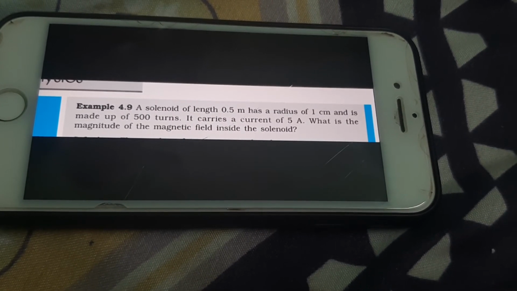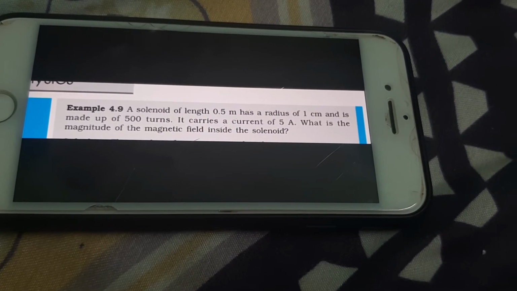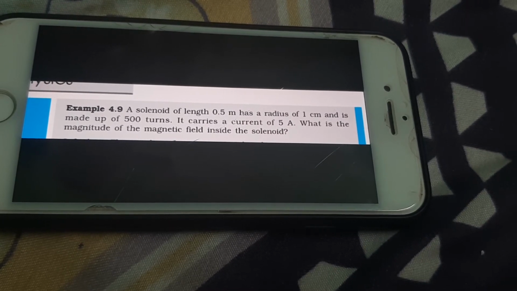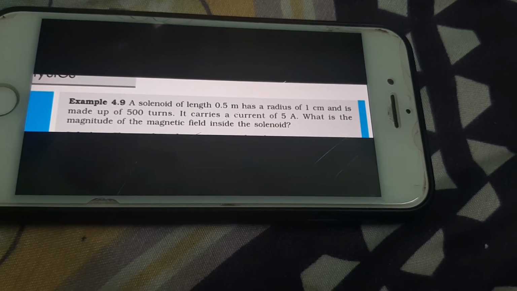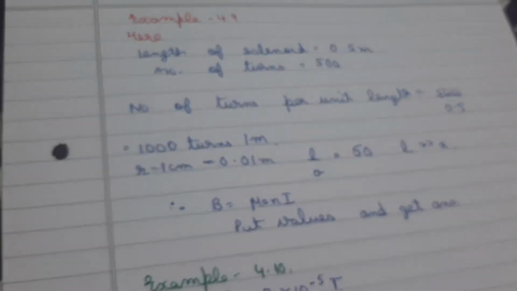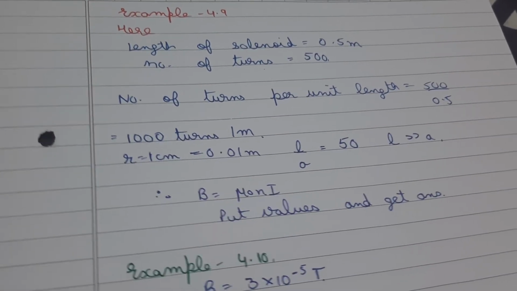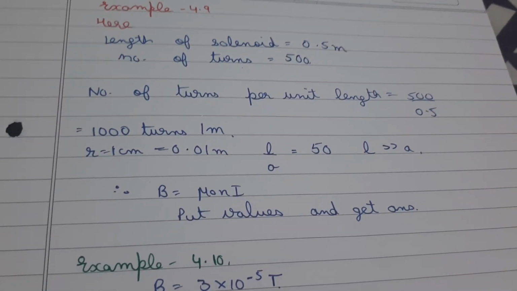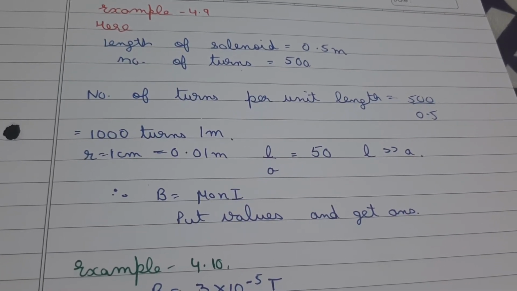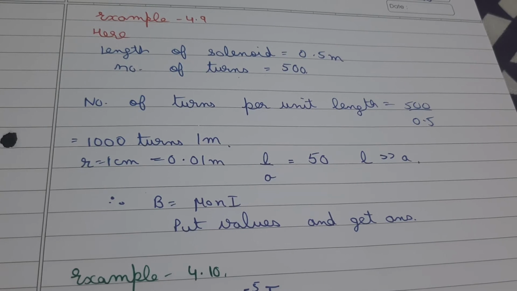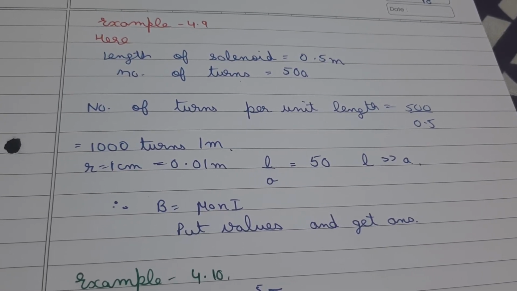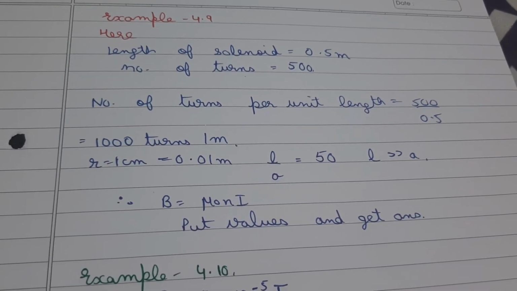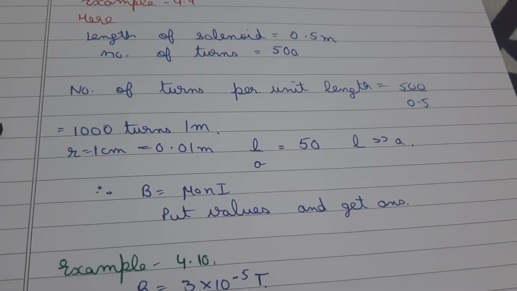Next we have example 4.9. A solenoid of length 0.5 meter has a radius of 1 centimeter and is made up of 500 turns. It carries a current of 5 ampere. What is the magnitude of magnetic field inside the solenoid? We know that the magnetic field inside the solenoid is B is equal to mu naught small n I, where small n is the number of turns per unit length, which means the number of turns divided by the total length of the solenoid. First you will get the value of small n, then substitute the values and get the answer.